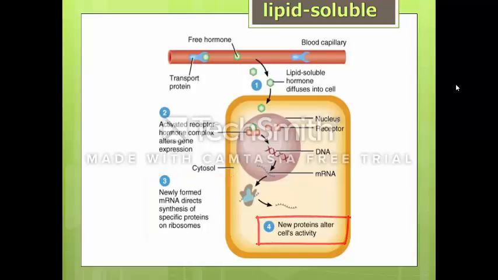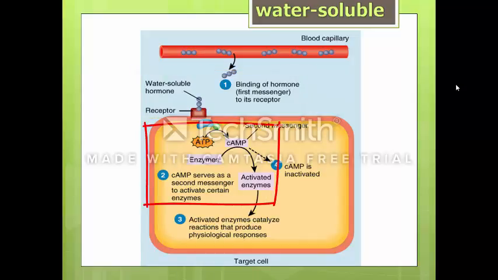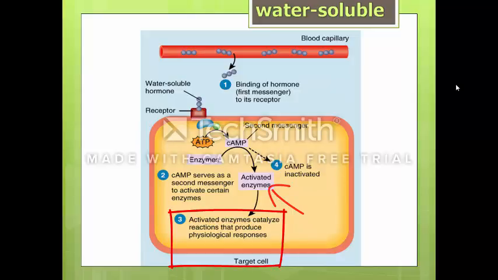In contrast, water-soluble hormones bind to receptors on the cell membrane. This activates a secondary messenger system. ATP is involved in this process, and as a result, enzymes become activated. These activated enzymes catalyze reactions that produce physiological responses.